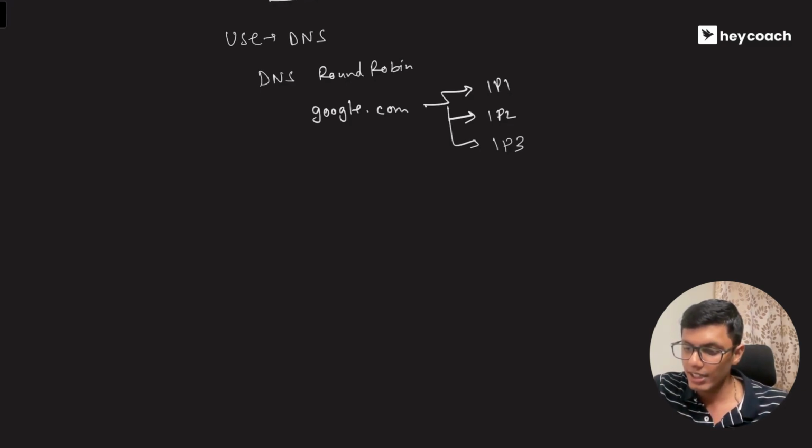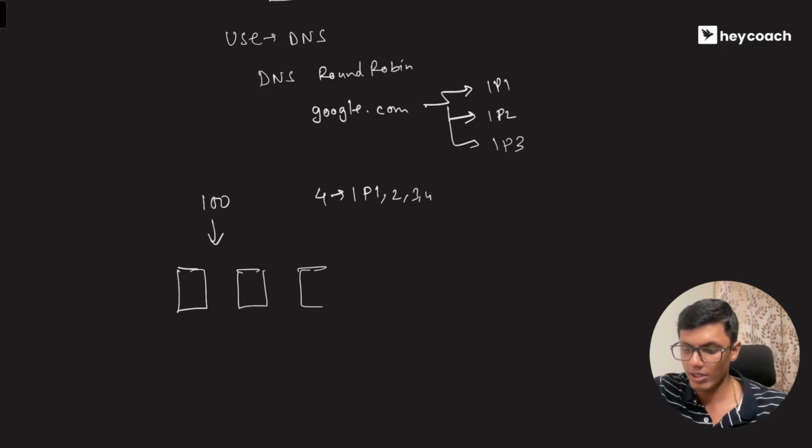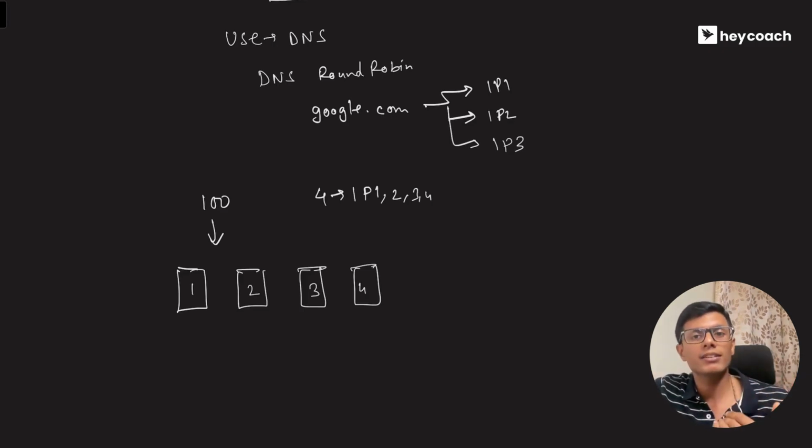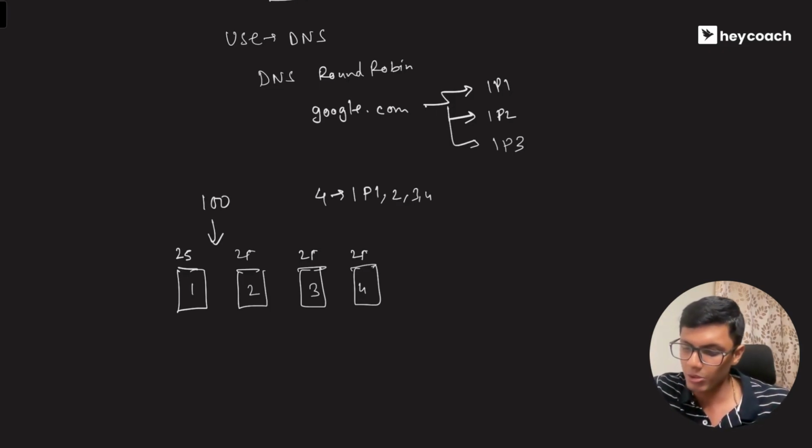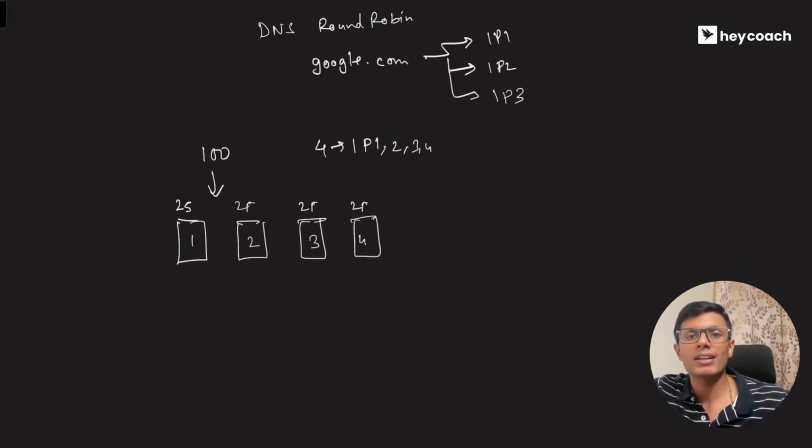So let's say there were 100 requests and you had 4 IP addresses, IP1, 2, 3 and 4. You can think of it like the load balancers are there: load balancer 1, 2, 3, 4. So there are 4 load balancers. Now each load balancer, from the DNS server only, would start receiving approximately 25 requests, because there is some kind of round robin here. So automatically you're able to scale your load balancers as well, right?